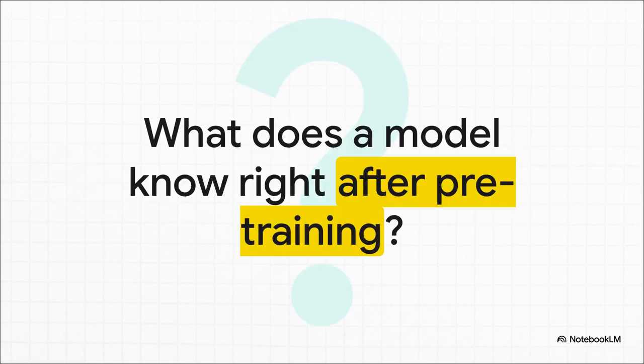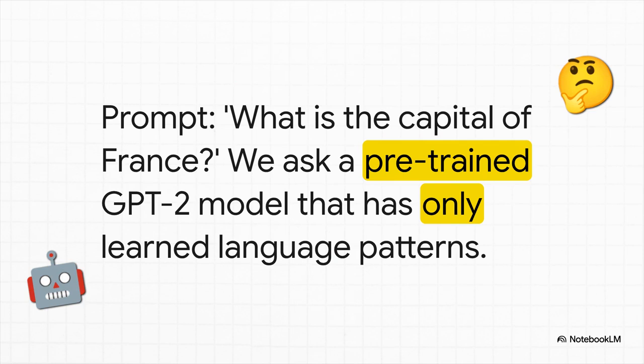But let's pause for a second. What does a model actually know after just that first stage? After it's read the whole internet, but before it goes to that specialized school? Let's look at a concrete example, because the difference is pretty wild. So, we're going to ask a simple question to a pre-trained model. What is the capital of France?